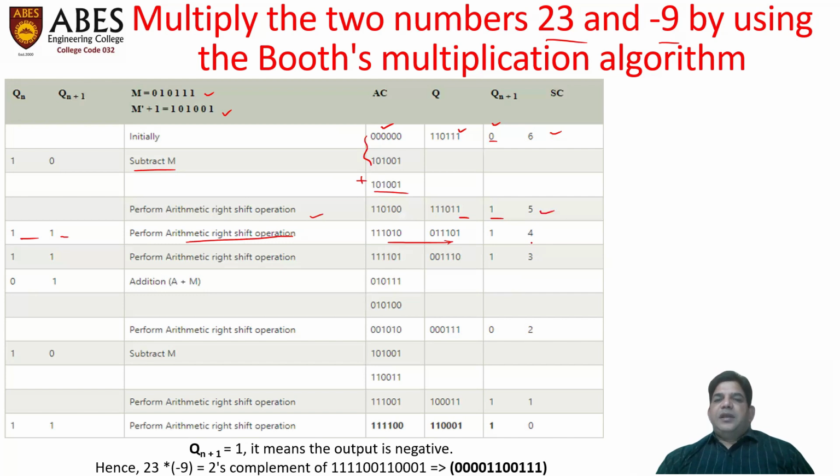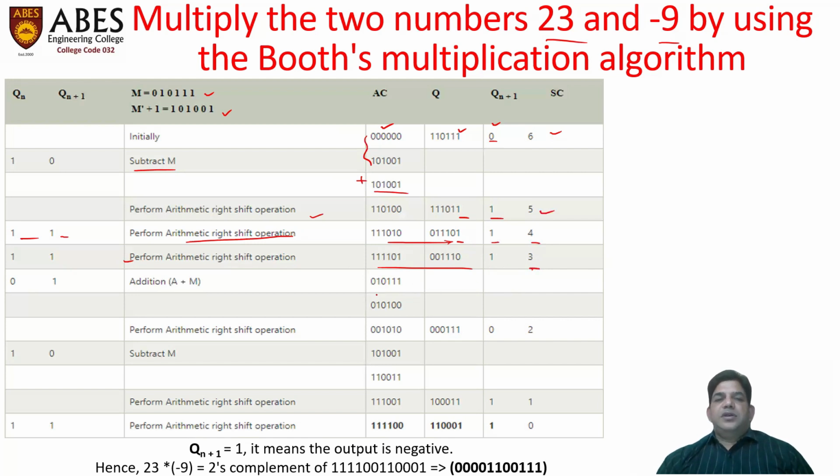Now again decrement the sequence counter value to 4, and again check the Qn and Qn plus 1 bits. This is 1 1, so both bit positions are the same. So we have to perform the arithmetic shift right operation, with no modification in the partial product, and the sequence counter is decremented to 3.